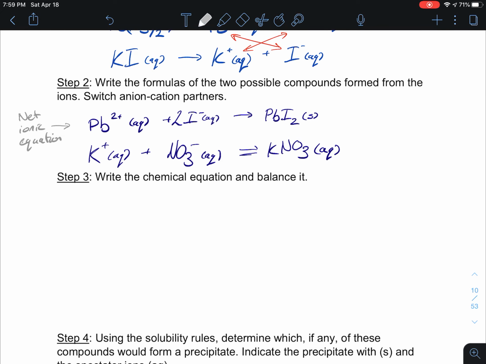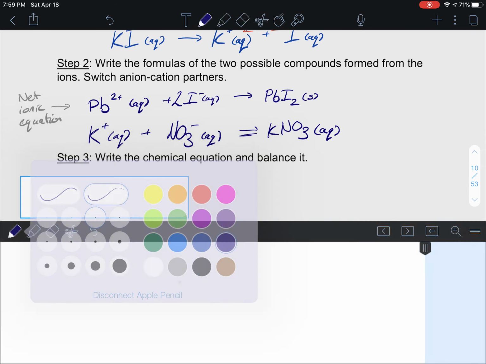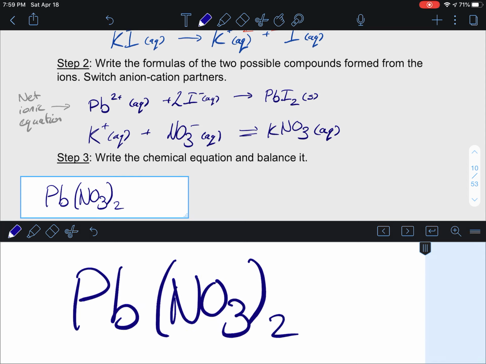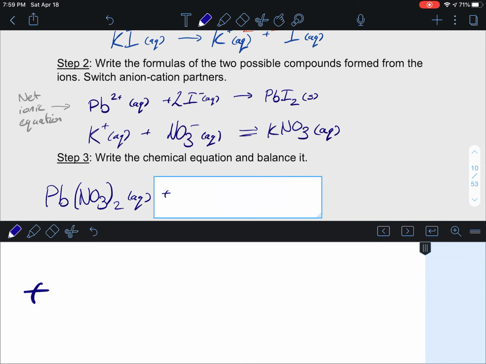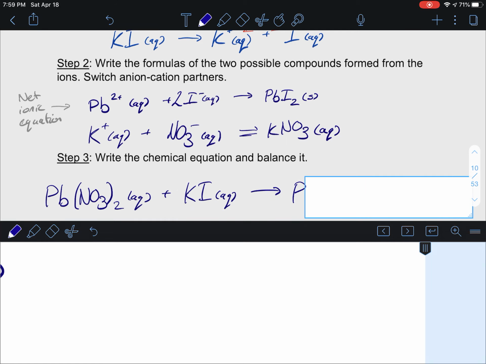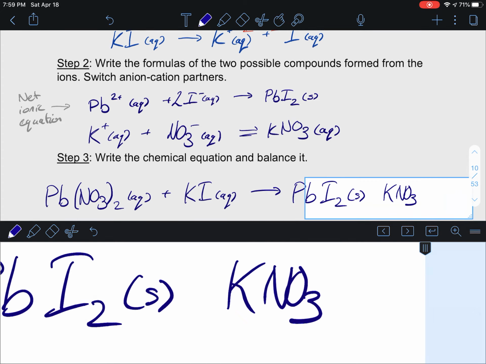Write the chemical equation and balance it. So the chemical equation here is lead 2 nitrate, Pb(NO3)2 aqueous, getting reacted with the potassium iodide, aqueous, and it is forming lead iodide, solid, and potassium nitrate, aqueous. And then we have to do some balancing here.